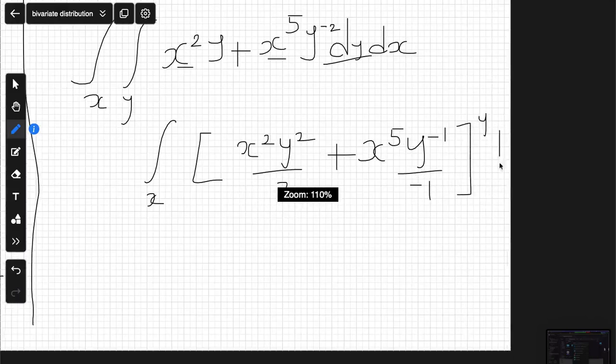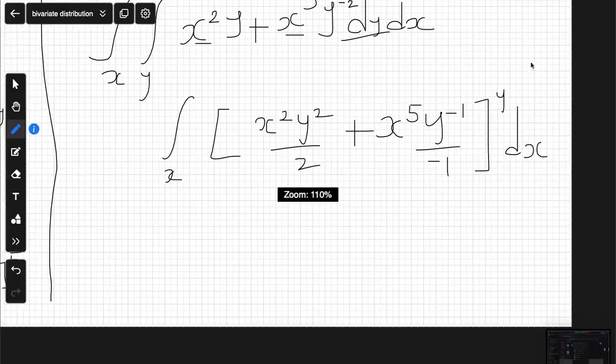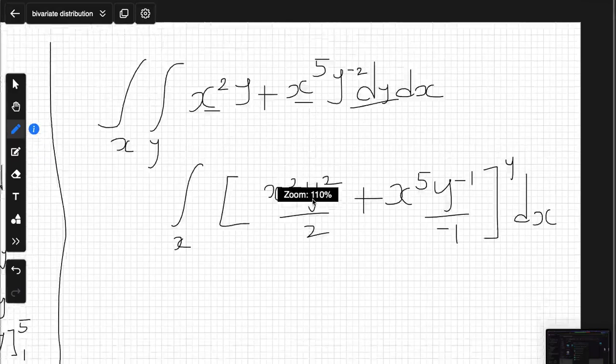So dx. Now, when you are done, you're going to substitute values of y, so y goes away definitely, then you have x left, so you just integrate with respect to x. So that is how to go about that.